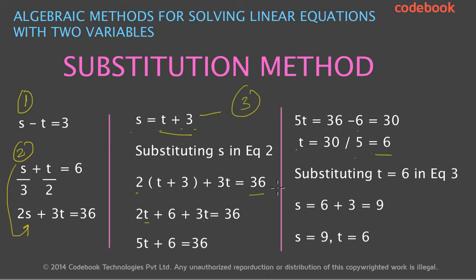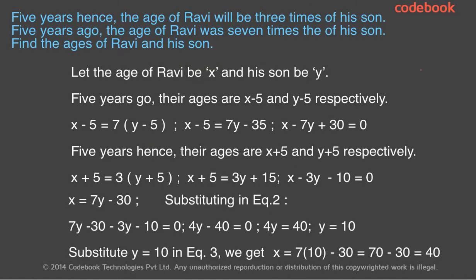So what we have done in this substitution method, we have taken the value of one of the variables from one equation and substituted that in the second equation to make that second equation a linear equation with one variable, and then we calculated the value of that variable, and once we got the value of that variable, we substituted that value in one of the two equations to get the value of the other variable. So that is your substitution method. So let's look at one more example.